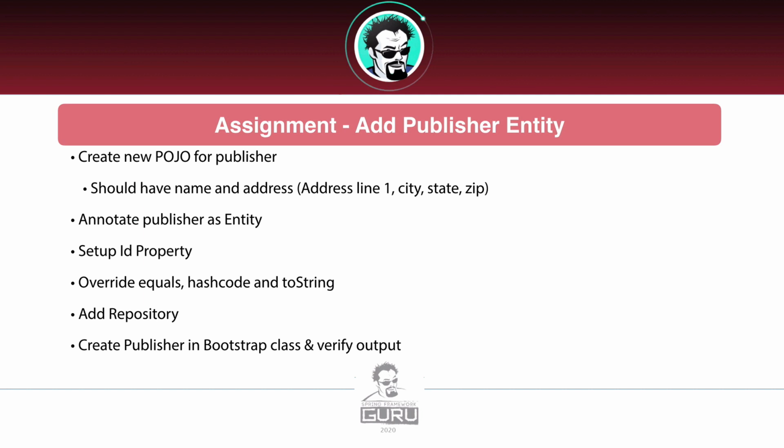And then as we did previously, go ahead and override equals, hashCode, and toString, then add in a repository for this. And then in the Bootstrap class, go ahead and create a new publisher, call it whatever you want, save it, and verify the output like I showed you previously. So just a simple system out and get a publisher is perfectly fine. We don't need to do anything elaborate here. We're just starting to kick the tires and learn things here as we go forward. And if you have any questions at all, don't worry, I am going to live code this assignment and go through it step by step in the next video.